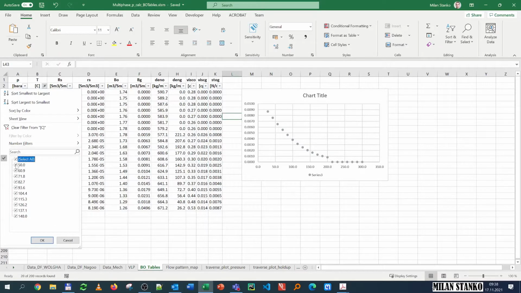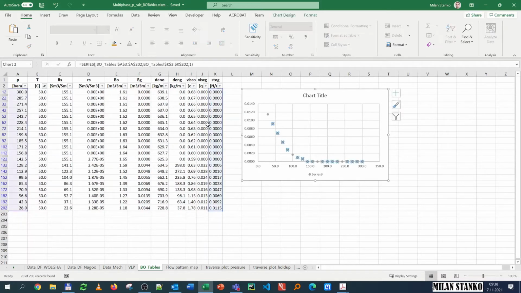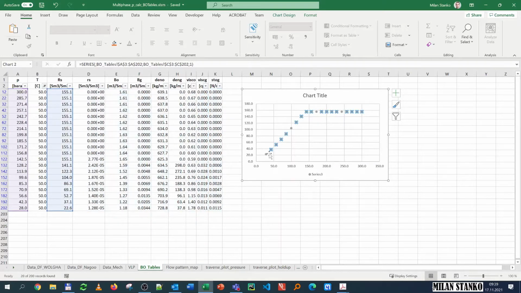So for example, we can go to the 50 now and see how that looks. You see the interfacial tension has the same trend. Let's look at the RS, for example. You see it goes up and flat, but now the saturation pressure at 50 is not 200 anymore, it went down, below 150. Maybe 140 something. So at least that makes sense, and then we can continue with our calculations.